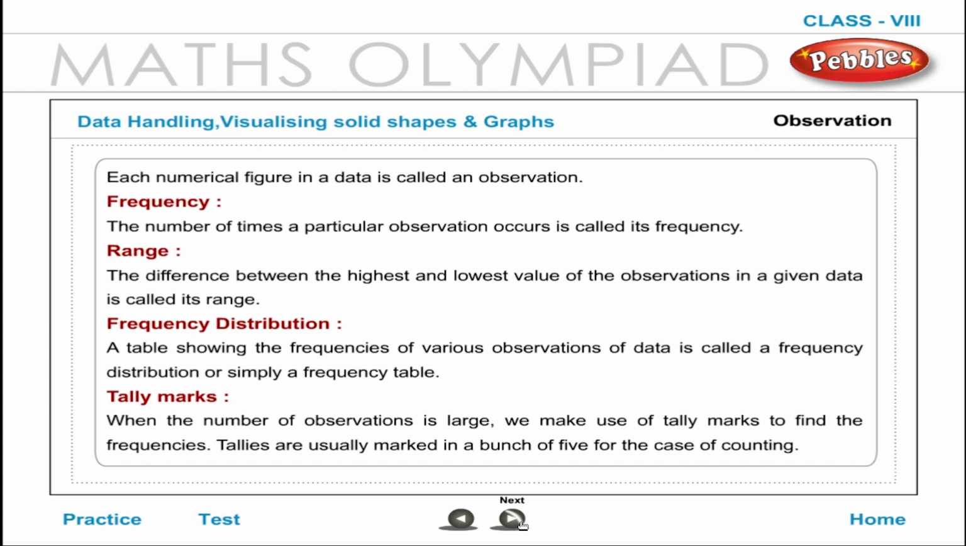Tally marks. When the number of observations is large, we make use of tally marks to find the frequencies. Tallies are usually marked in a bunch of 5 for the case of counting.